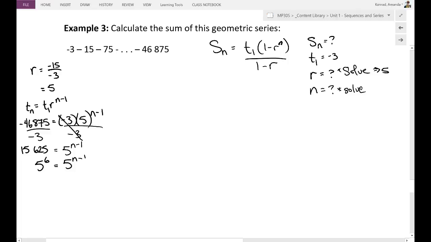All right, 5 to the n minus 1. Well, if I've got a common base, I can say that 6 then has to equal n minus 1. So n is going to be, add 1 on both sides, cancel it out and move it away. We're going to get n equals 7.